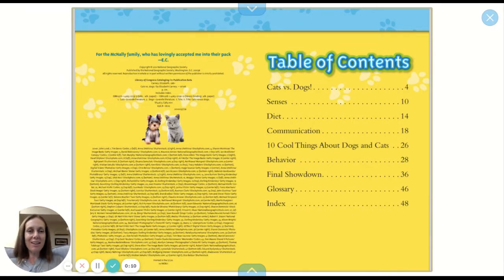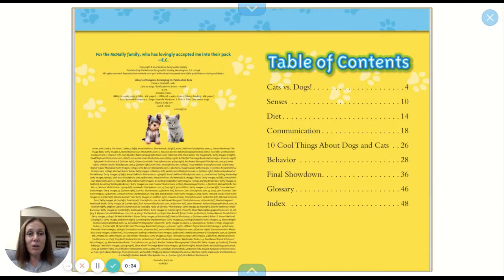So let me get started with explaining what previewing means. When we preview a book, we use our eyes, but we don't use our brain to read. We're going to be using our eyes to look for different text features that we can use to start understanding what the book is about. Today, we're just going to focus on the table of contents.